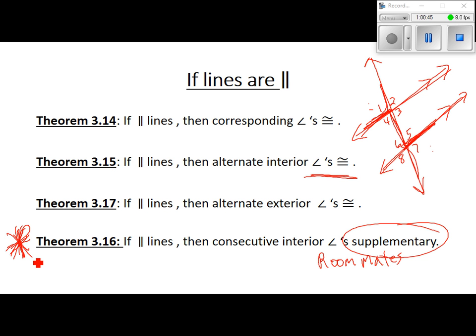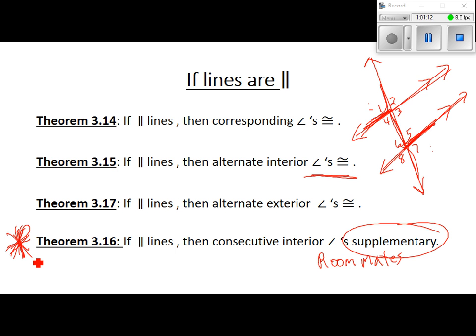What do you know about angle 6 and angle 8? They're supplementary. Why? What kind of angles are they? A linear pair, so they have to add up to 180. Name me another linear pair in this picture. 2 and 3. 5 and 7. 1 and 4. 1 and 2. So on, so on, so on.